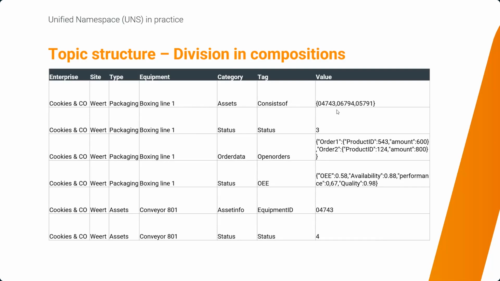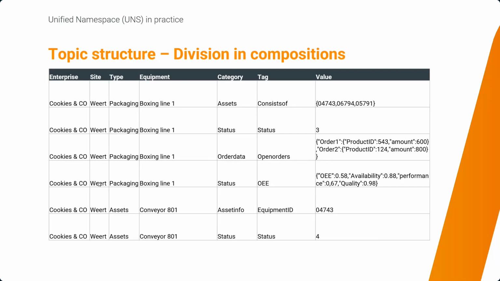In this case, we can assume that this boxing line changes assets often. Let's say they add a conveyor or remove a conveyor of this boxing line. In this case, we can keep the same UNS even if they change assets. The only difference here is that the value in the "consists of" tag has a different value. So we can remove an ID or add an ID here. Of course, this boxing line still has a status, it still has order data, and so on.